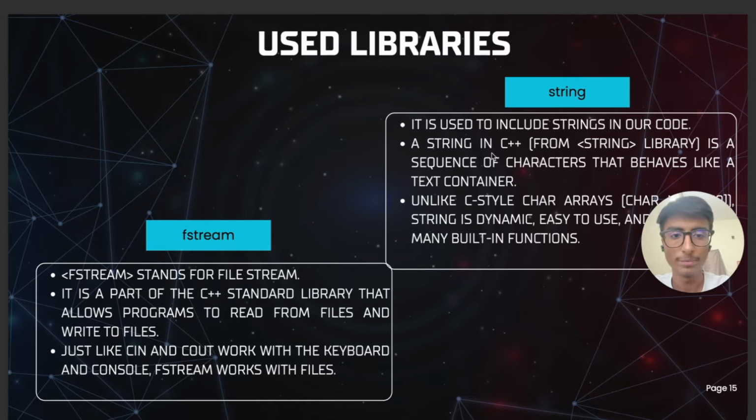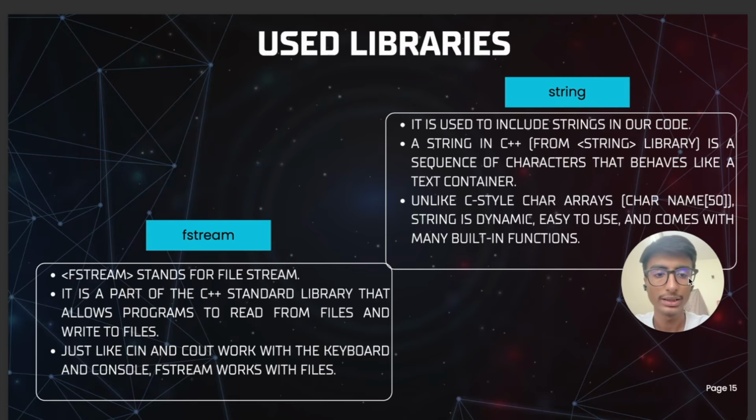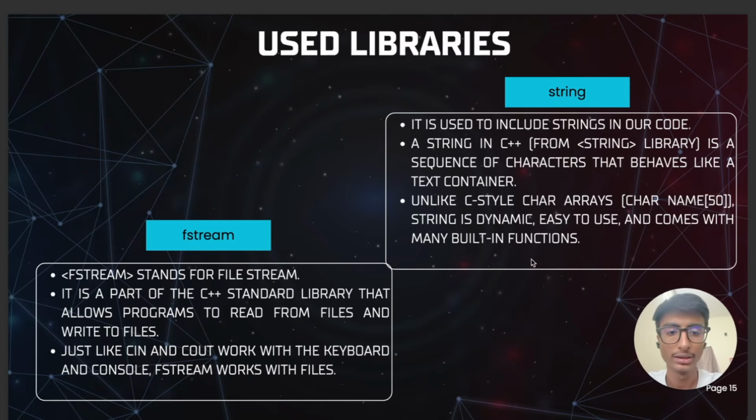Now the string. It is used to include strings in our code. A string in C++ is a sequence of characters that behaves like a text container. Unlike C-style character arrays, string is dynamic, easy to use, and comes with many built-in functions. So this is the use of string, and to use strings, we include the library string.